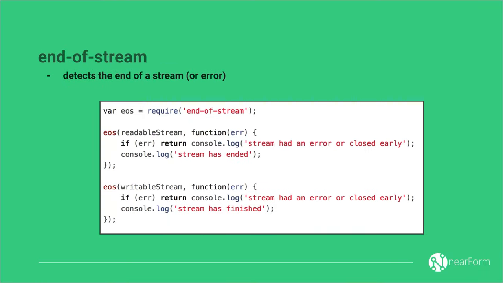The second one is end-of-stream. When I started looking into that library, I got shocked because I didn't think that detecting the end of a stream in Node.js or in any other language could be that problematic, but it actually is. This library unifies the API, because Readable and Writable Streams have different APIs for detecting the end of the stream. With this library, we require it and then call it, as a function, on the stream, and we get a callback once the stream is done or finished. That's pretty much it. We don't need to worry about the mess: the readable stream sends the event end, whereas the writable stream sends the event finish. So it unifies the API for writable and readable.